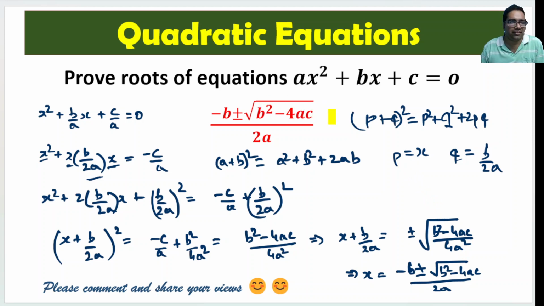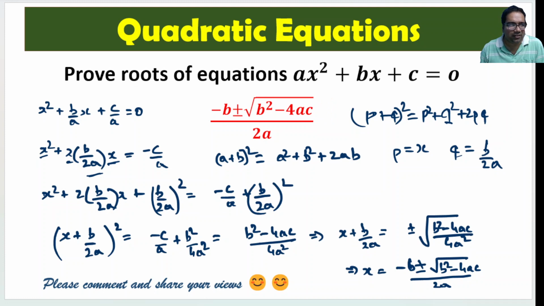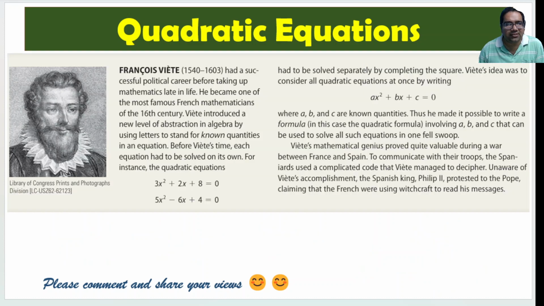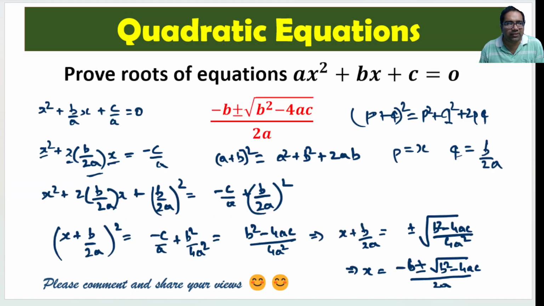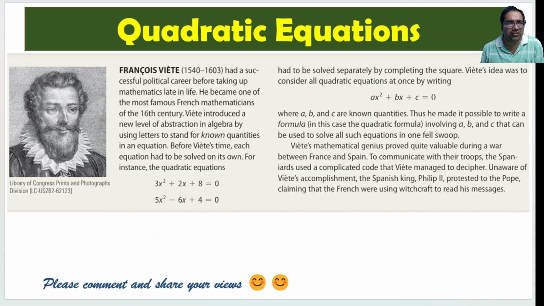But this was not always there. This proof was actually created by the French mathematician François Viète, a great, ingenious mathematician. Earlier, people were solving quadratic equations even before this. He discovered this in the 16th century. Earlier also people were using equations like this, but every time they were making perfect squares like this and solving quadratic equations.